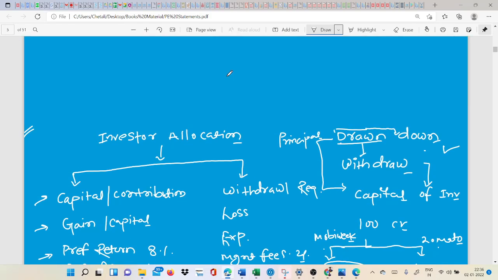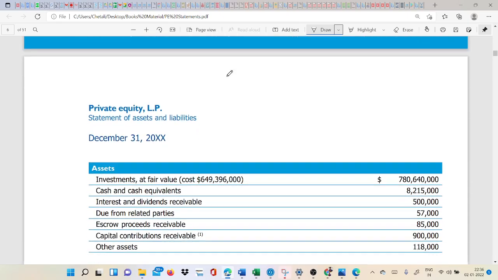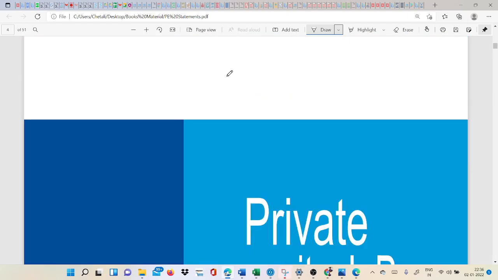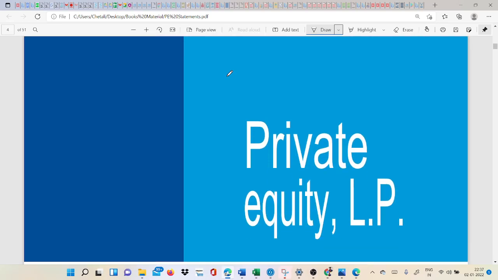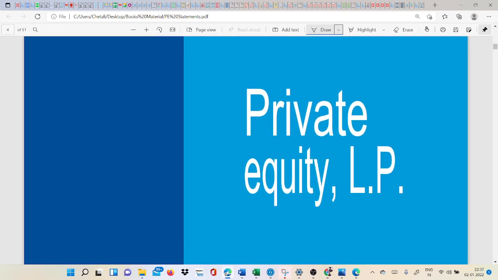Okay. So today we'll see this statement, the financial statement for a private equity. This would be the last session for PE. I'll forward this template to you. You can read it, but I just wanted to discuss a few things about it, how they prepare it and so on.